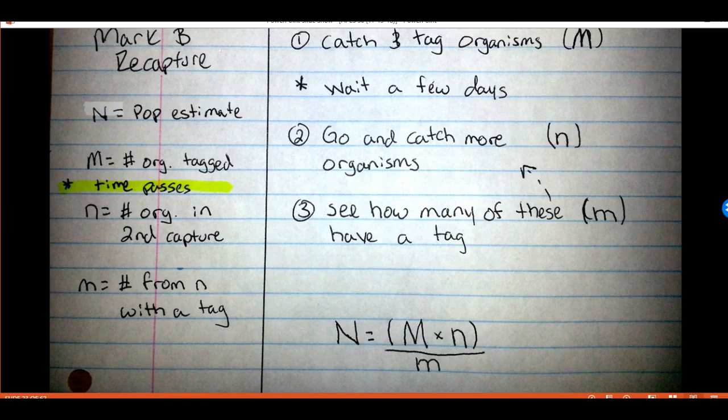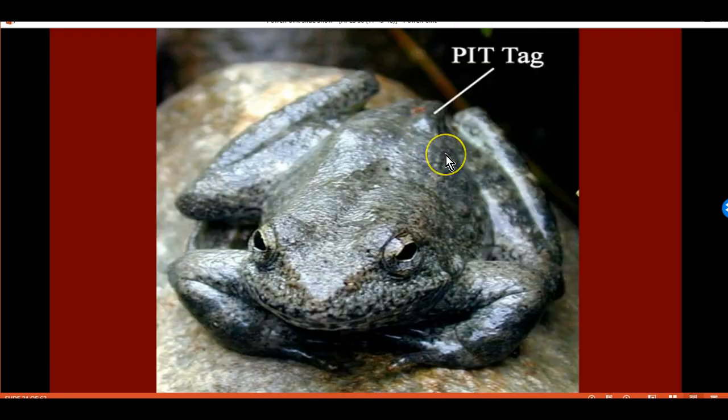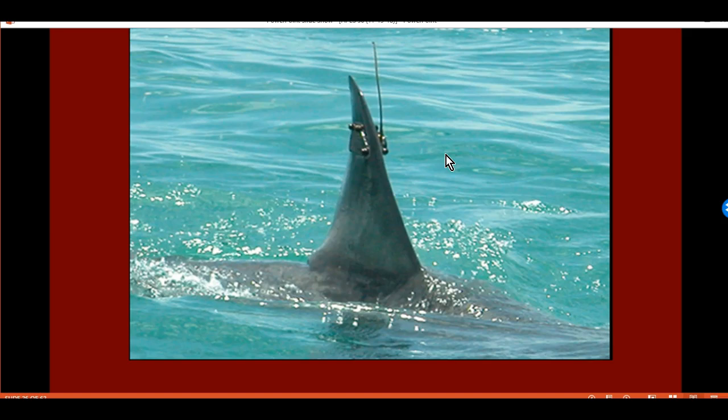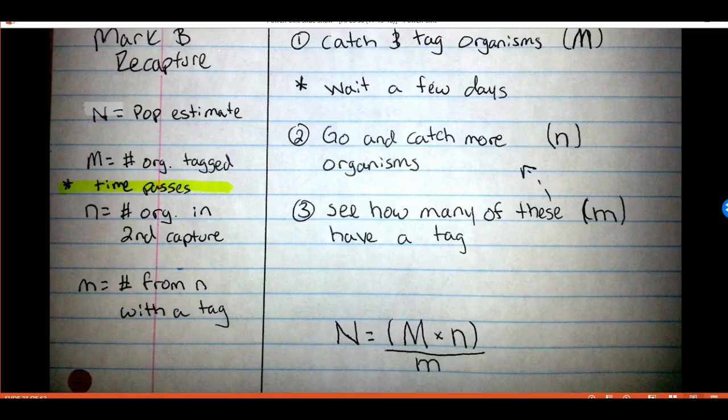Okay, so you capture them, you tag them, you put some sort of mark on them, and the mark could be a pit tag, it could be a sticker, so long as it's not going to fall off. It could be some sort of tracker. Again, something unique that you can identify again. You tag these organisms, and then you let that 5 or 10% go back into the population and mix with the population. This is where the time passes thing.